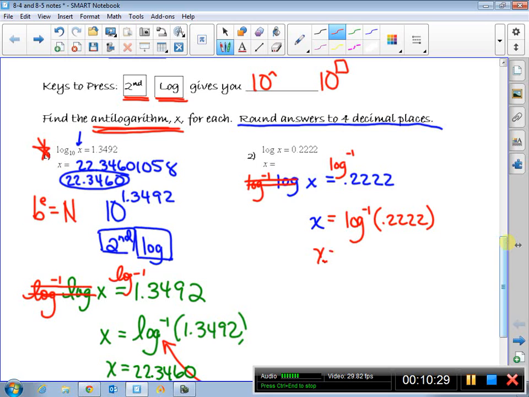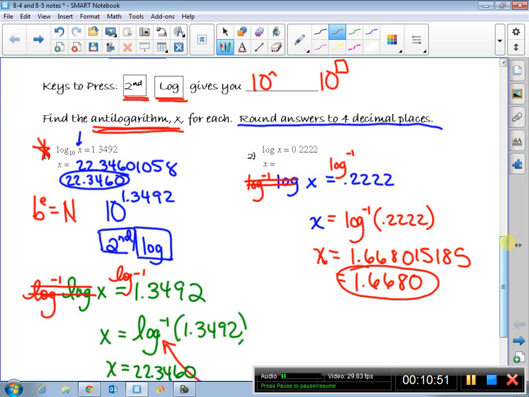Go ahead and type that in. Second log is what log inverse is, 0.2222, boom. And we have about 1.668015185, rounding to 4 decimal places. That'll stay a 0. Go.